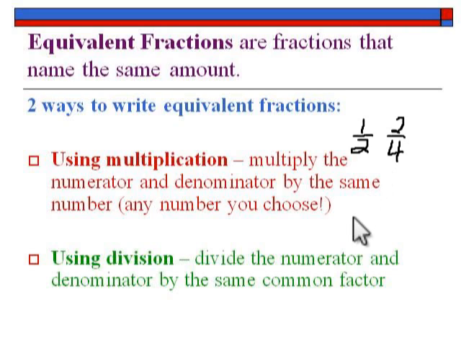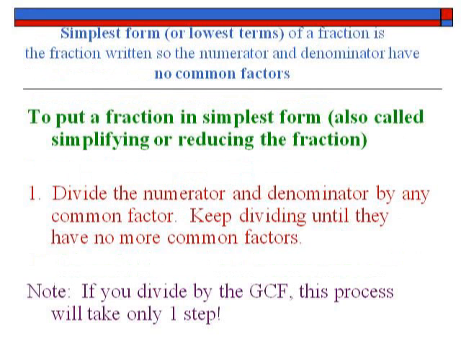And you can do the same thing with division. If you had 6/8 and you wanted to write an equivalent fraction, you could divide the top and the bottom both by 2, and you would get 3/4. Because you've done the same thing to both the numerator and the denominator, you've divided by the same common factor. So those are ways that you can write equivalent fractions.